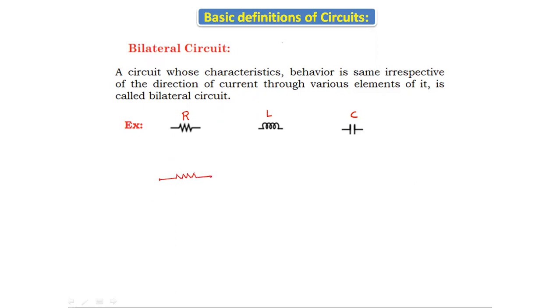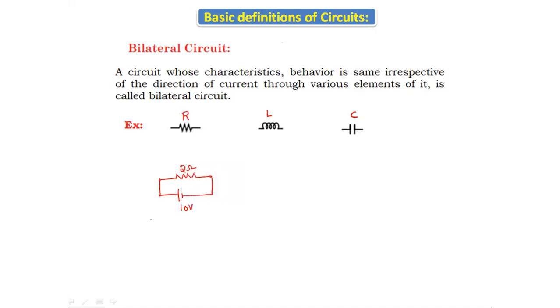Okay, one resistor. Assume that this is one circuit. This resistor has 2 ohms of resistance, and I am giving a 10 volt supply. How much current is flowing?